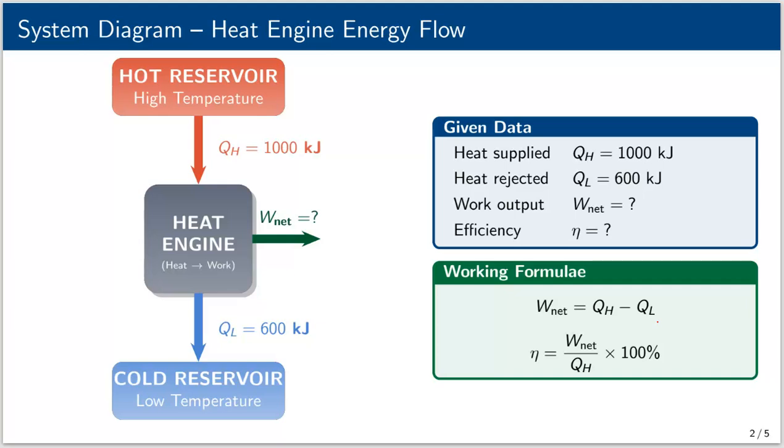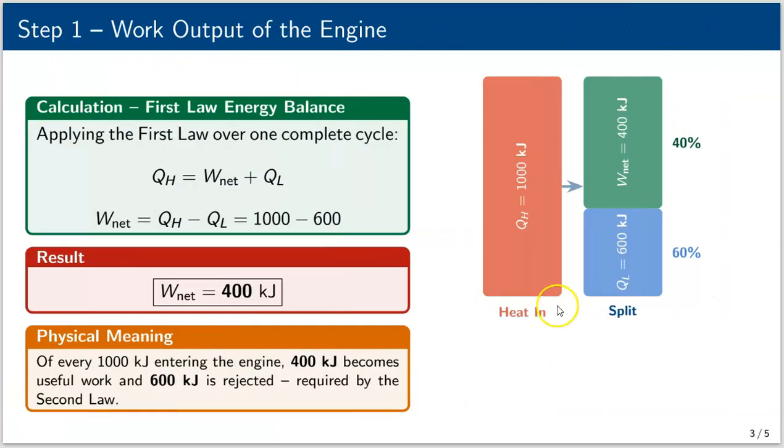On the right hand side, given data: heat supplied QH is 1000 kilojoule, heat rejected QL is 600 kilojoule, work output Wnet we have to find out, and efficiency eta we have to find out. Here are the two formulas: Wnet is equal to QH minus QL and eta is equal to Wnet by QH into 100. Now from the first law of thermodynamics we can easily find Wnet as QH minus QL. So 1000 minus 600, we get Wnet 400 kilojoule.